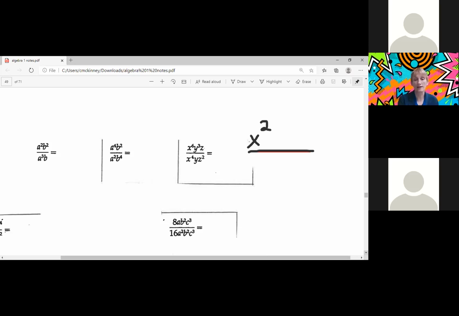Then I look at the Y's. Where's there the higher power of Y? Also in the top.